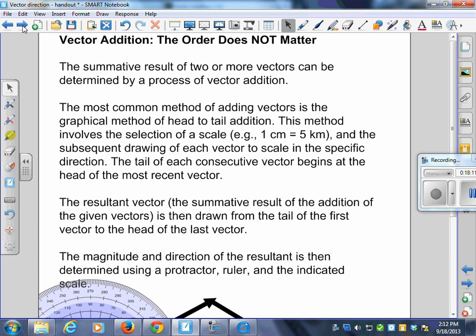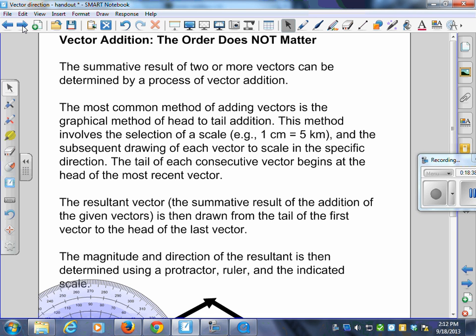Okay. Does the order that you add the vectors matter? Yeah. How do you know? Because it says so. And I always tell the truth, right? I better prove it. I might not have been telling the truth about that.